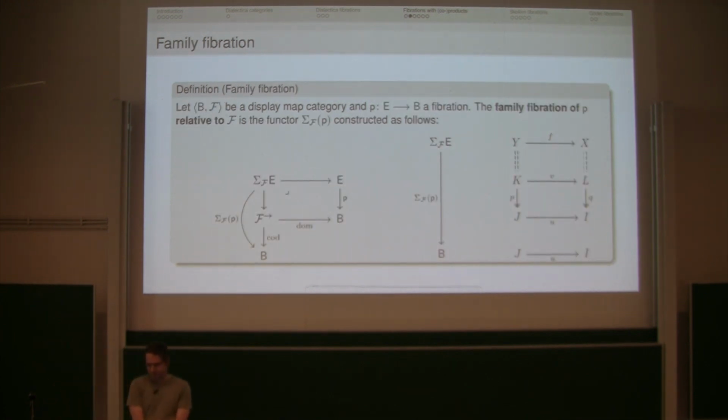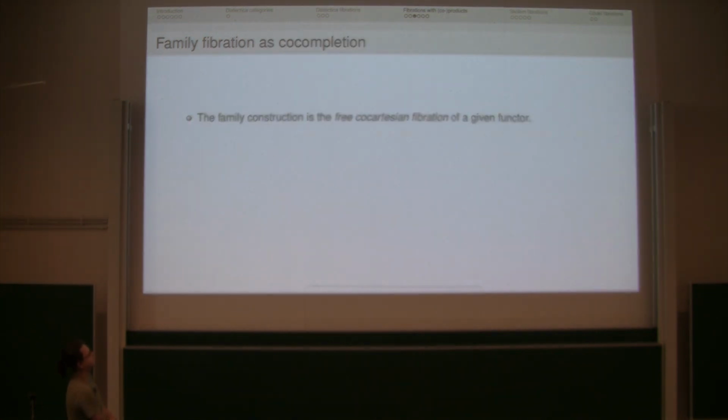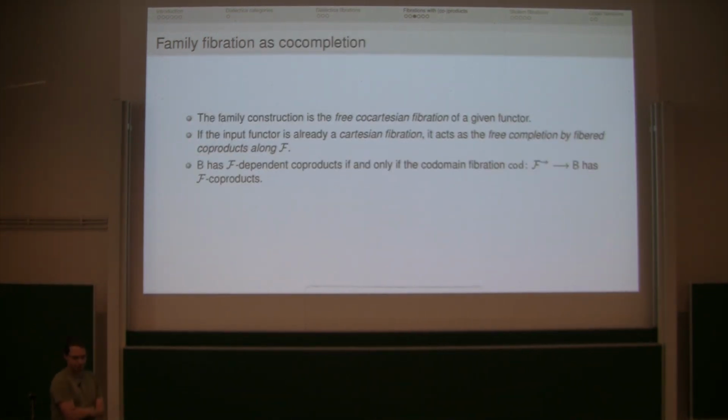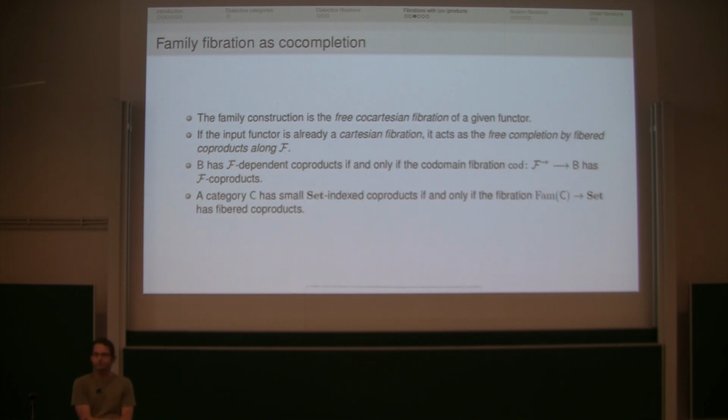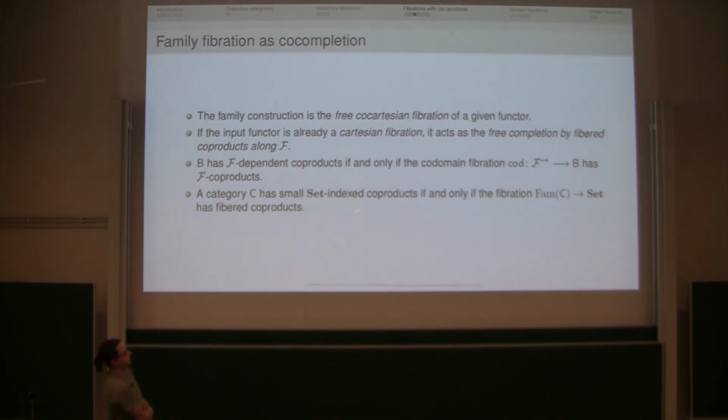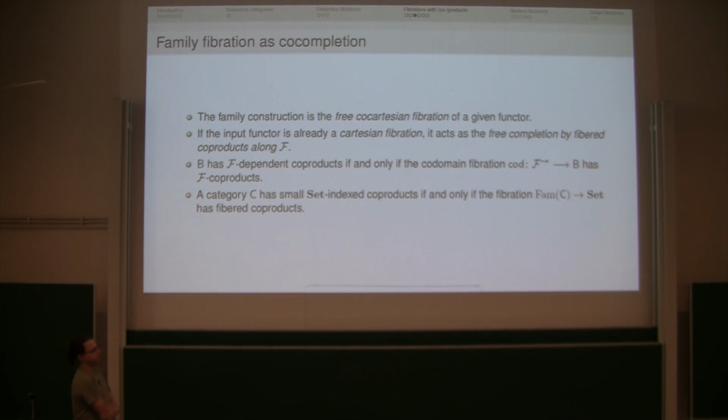Now there is an important construction called the family fibration. This is done by taking a pullback and then post-composing with the codomain map, and that, if you plug in a fibration, gives you in a free way a fibration with fiber co-products. This definition can be motivated from the discrete case where the base is set, and then that would be exactly a fibrational way to say that the original category has set-indexed co-products.